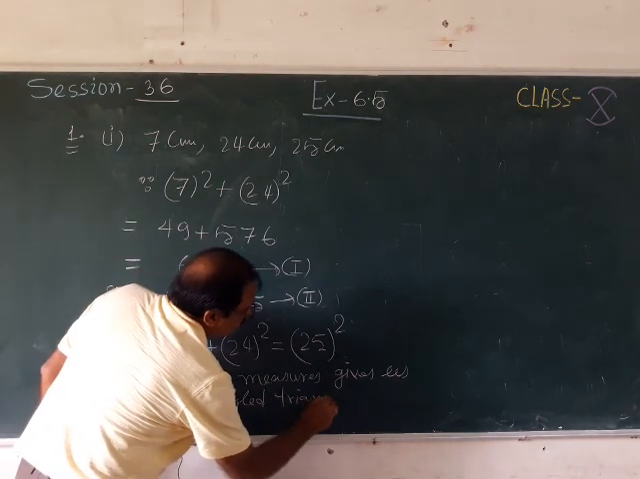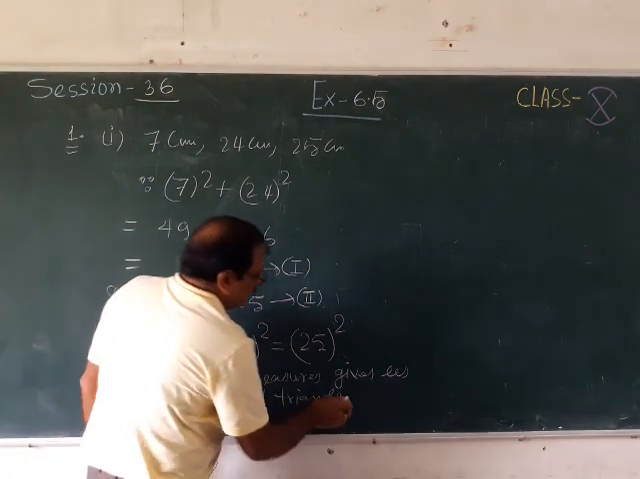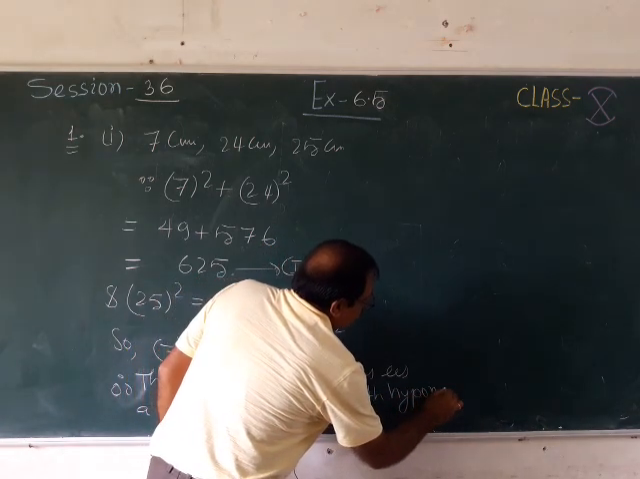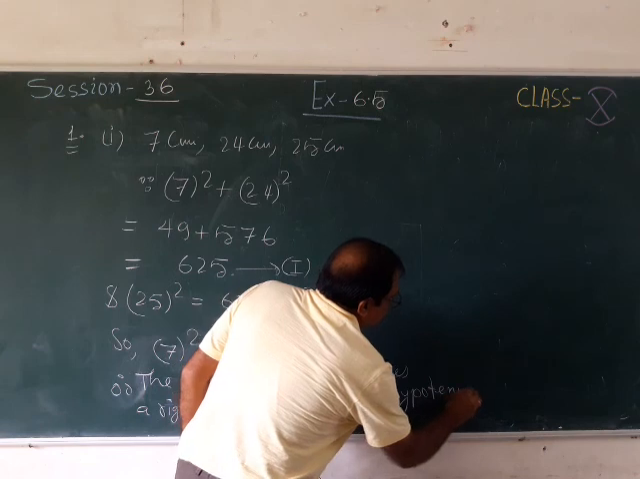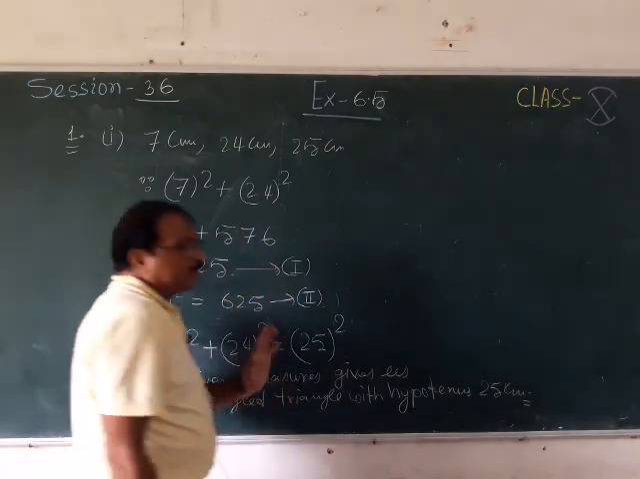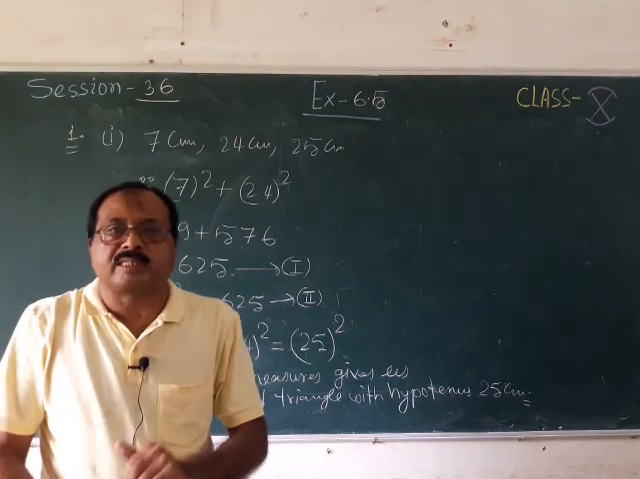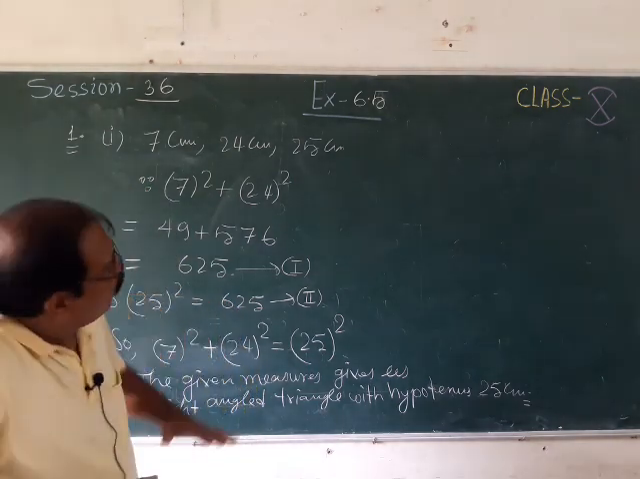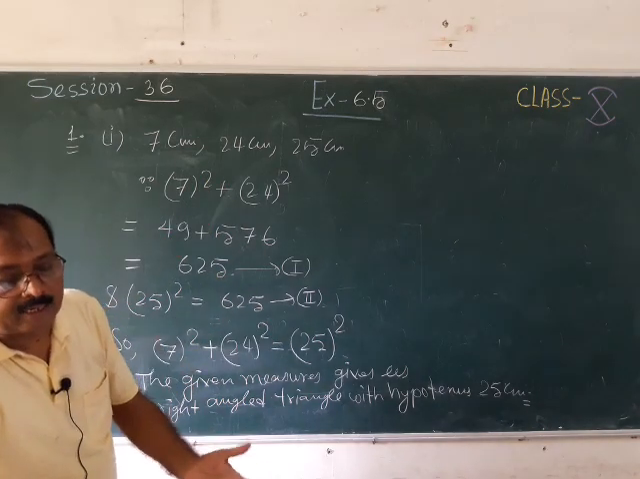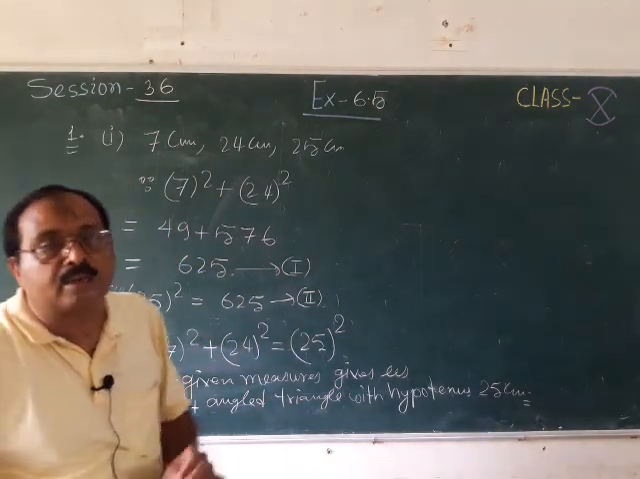And its hypotenuse is 25 centimeter. They have asked for a triangle with hypotenuse 25 centimeter, so we will write hypotenuse 25 centimeter. That means you have already identified the hypotenuse. You know that the hypotenuse is the longest side in a right angle triangle. So you will be checking like this whether the measures are for a right angle triangle or not. Now I guess you will be applying this concept in question number 1.